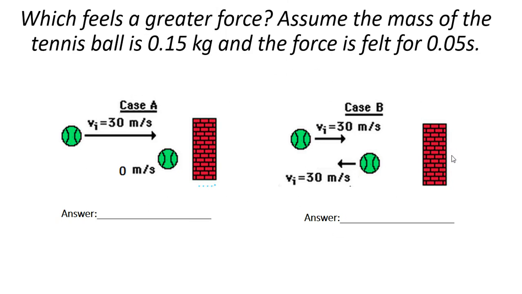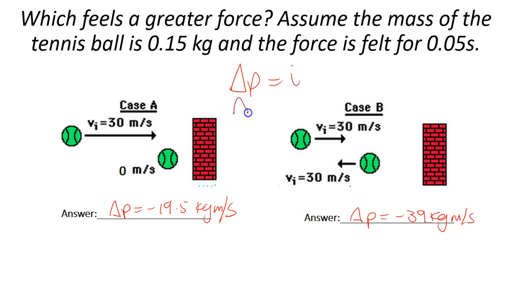Speaking of forces, let's return to this example really quickly, and let's assume the force is felt for the same time, since the ball hits the wall in both of those cases. If you remember from the slides before, the change in momentum for this was negative 19.5 kilogram meters per second, and the change of momentum before was negative 39. The change of momentum is equal to the impulse, which is force times time. Let's solve for force in each of those cases.